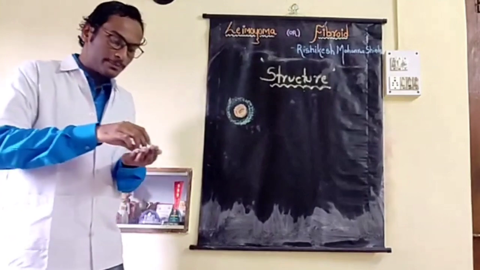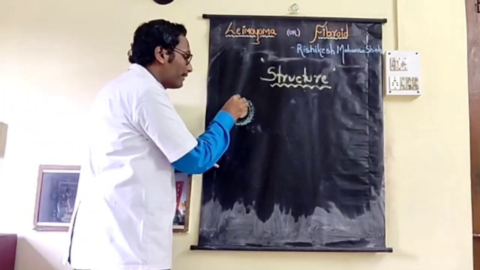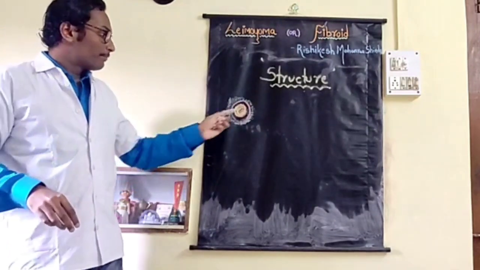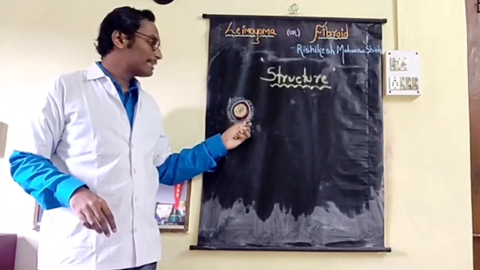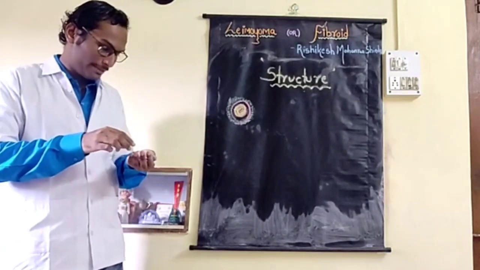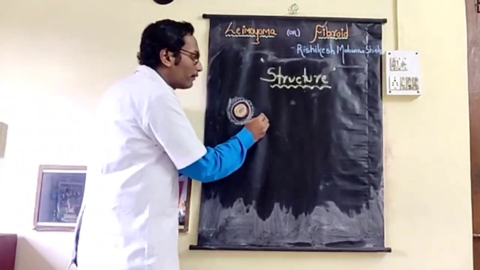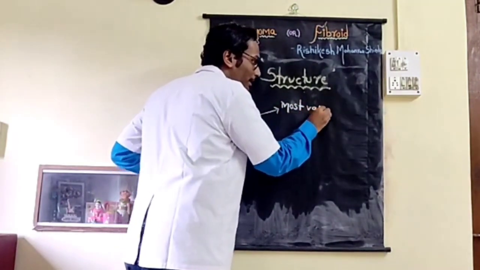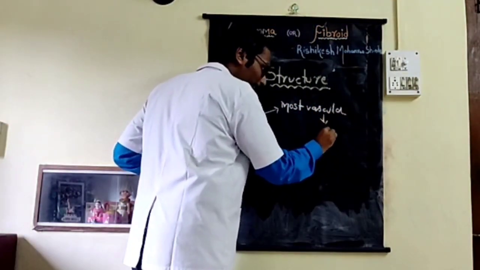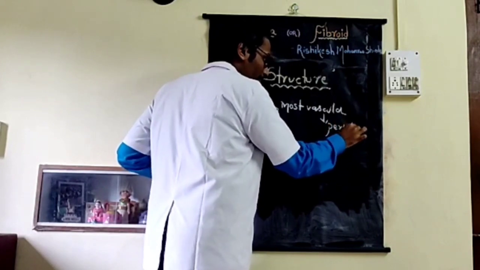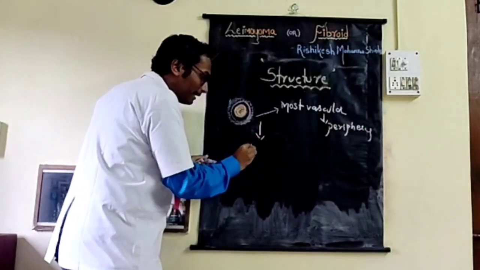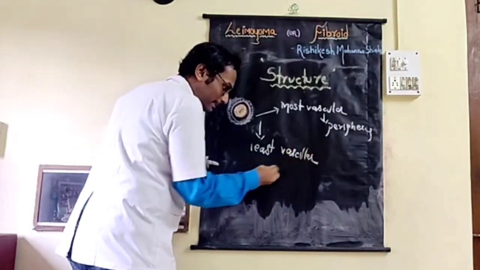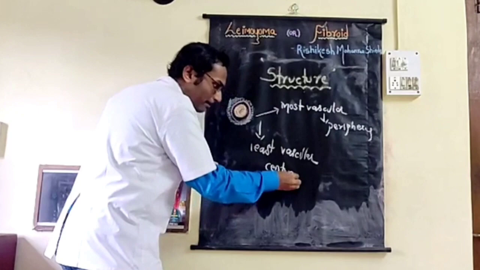Now in this pseudocapsule, we get blood vessels which are supplying blood to the fibroid. So the middle structure is a fibroid which is surrounded by a pseudocapsule which has the blood vessels. From this we can infer the most vascular part of the fibroid. The most vascular part is the periphery of the fibroid, and the least vascular part is the center of the fibroid.